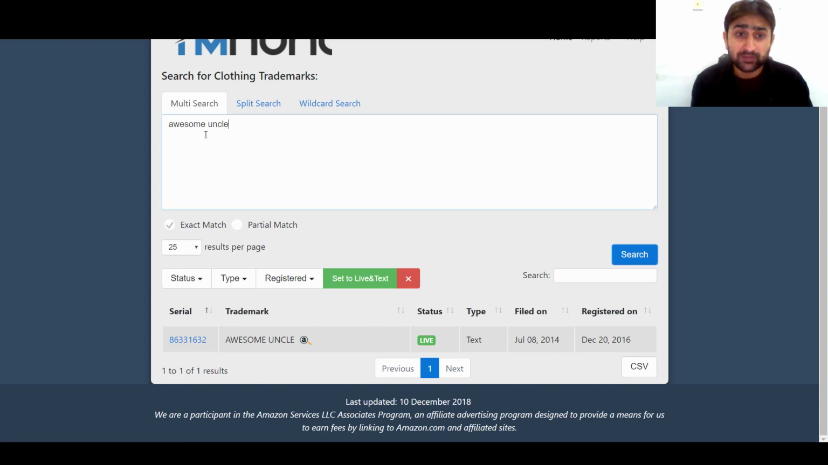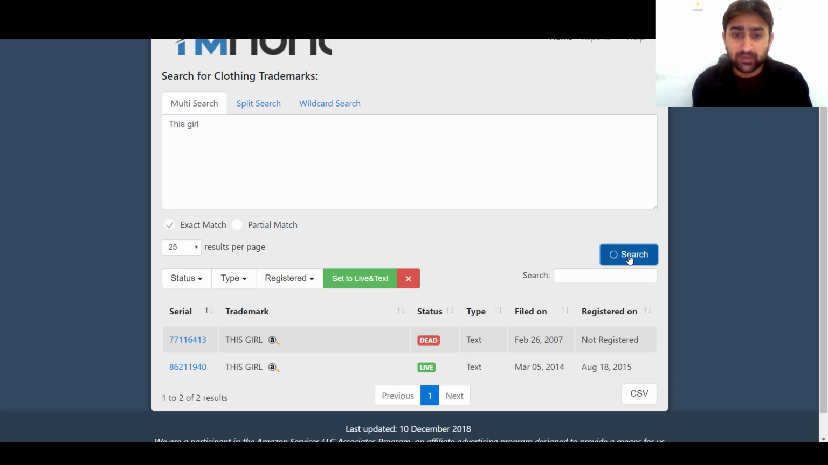Recently I found out that the phrase "this girl" is also trademarked. You see that there are only two words in this phrase, this girl. Actually, what should happen, and this is just my opinion, is that if a person uses only these two words, this girl, on his shirt, that shirt should not be allowed.